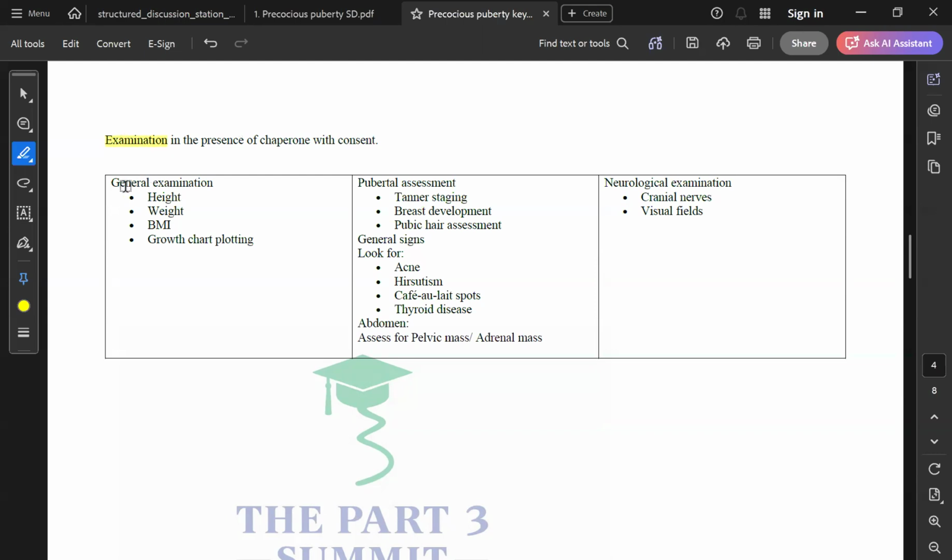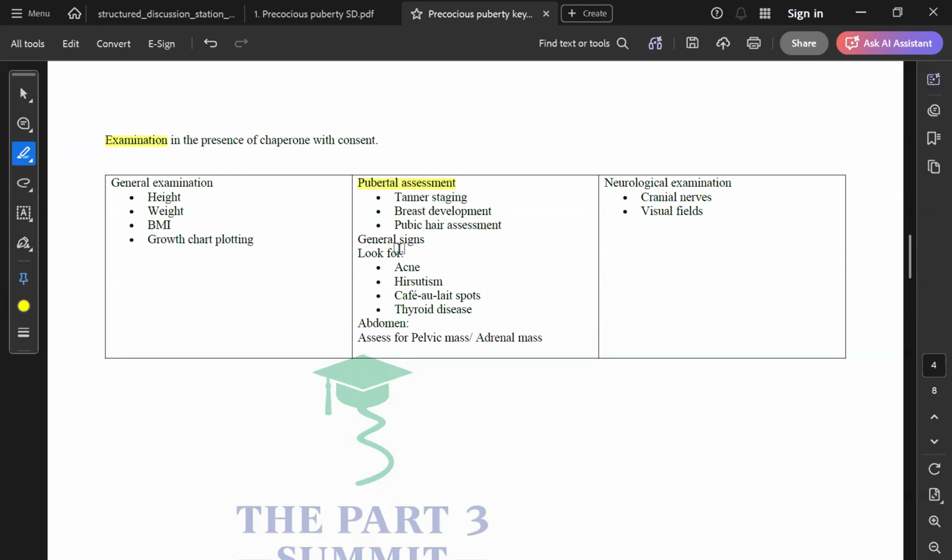Now the examination, make sure you mention this head to toe examination, what you are looking for: height, weight, BMI, growth chart plotting, how her growth was previously, whether there are any café-au-lait spots, right? So those things you have to mention from head to toe. In any structured discussion, any examination, make sure you mention the vital signs and head to toe examination, any relevant points pertaining to that particular case. Never miss that. Now, the key points in pubertal assessment: the Tanner staging, what kind of breast development, pubic hair assessment, all will be done in a structured manner.